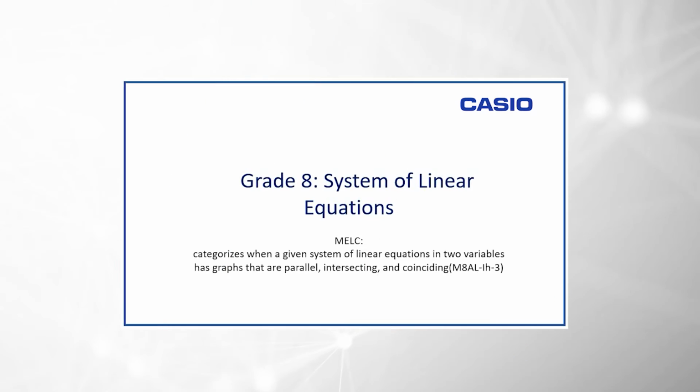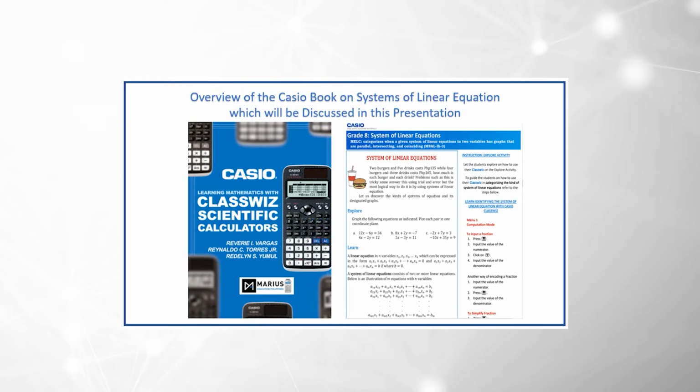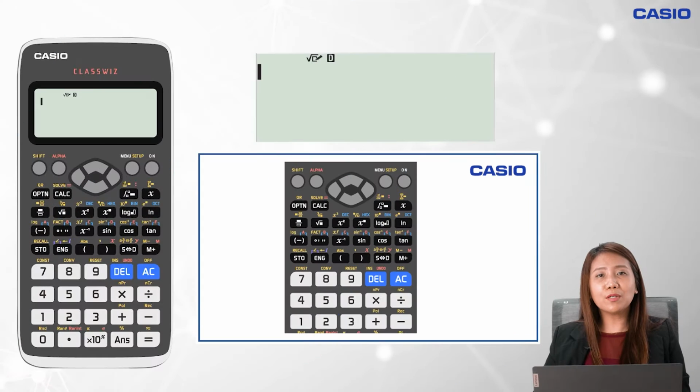In this video, we will explore how we can use the CASIO calculator in systems of linear equations. The examples and steps to be discussed in this presentation are also indicated in the CASIO book on systems of linear equations. The CASIO emulator is a great tool for teachers to simulate the process of learning and computation in class. In this lesson, we will be exploring Menu 1 Calculate mode as we learn and teach systems of linear equations with CASIO ClassWiz.